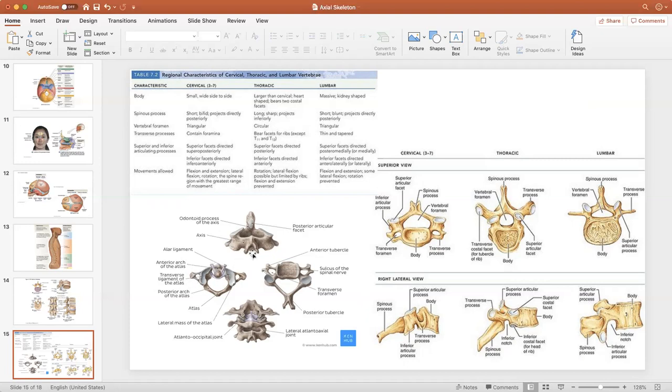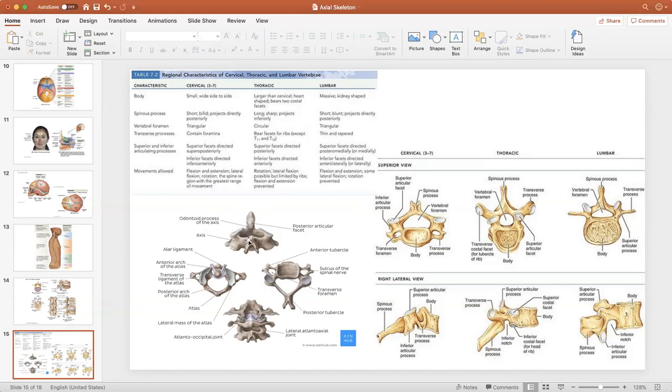So the atlas sits on top of the axis. The axis has these superior articulating facets which attach to the atlas. Okay, and you can see there's ligaments here which go around this odontoid process. It's also called a dens. The dens or odontoid process. There are ligaments here that kind of hold it in place. So the movement that's allowed in this is a lot of rotation. Most of the rotation you have when you move your head one way or the other, like shaking your head no, most of that comes from this joint here, the atlantodental joint.